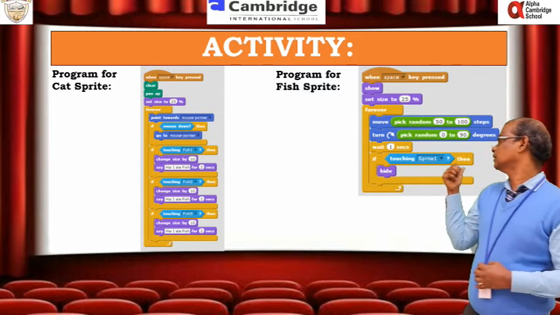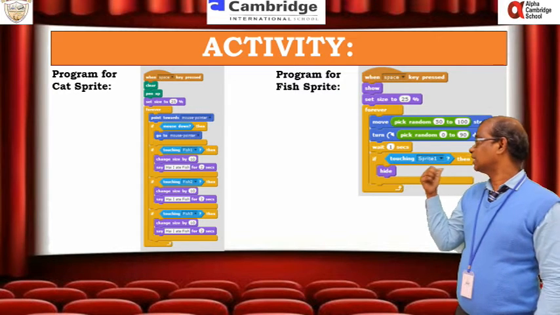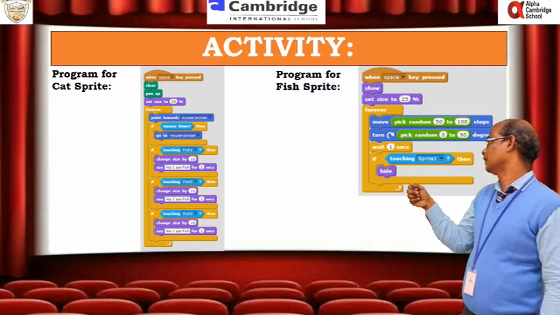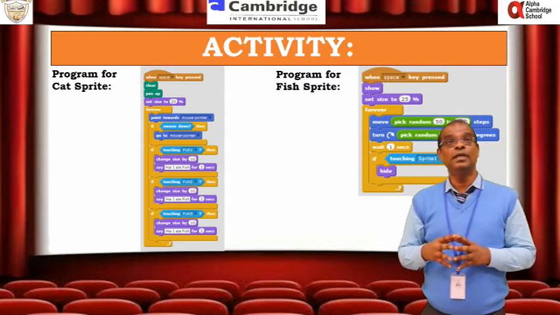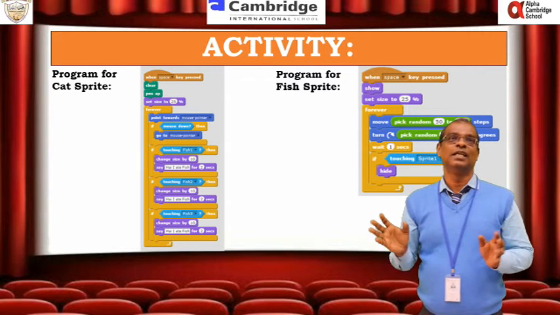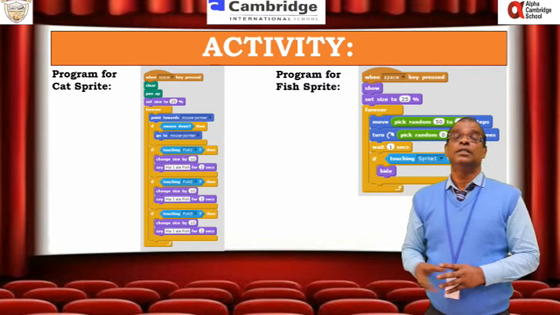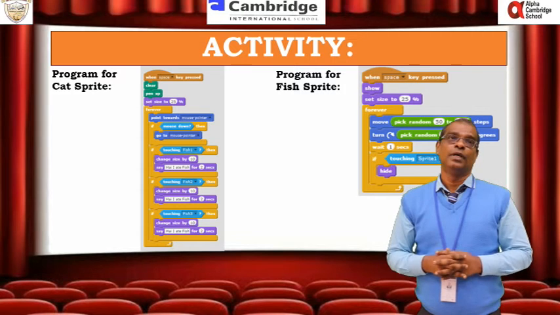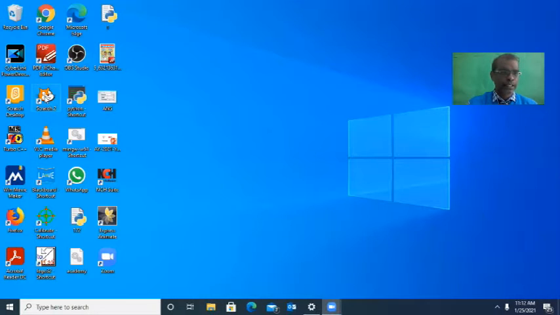Now comes this block, which is for the fish sprite. Here, whenever touching sprite 1 is true, this touching sprite 1 stands for the cat sprite, it will hide. So that fish will be hidden or removed from the stage. The same thing happens for fish 2 as well as fish 3. So this is the code. Now I will write the same program in Scratch software so that you can understand practically. First we must open Scratch 2.